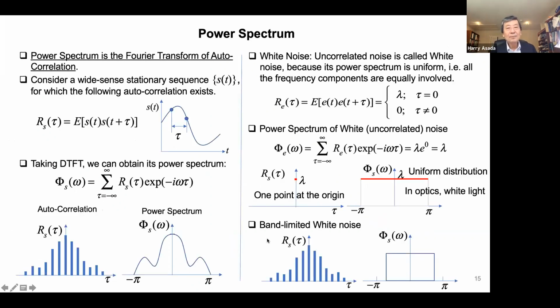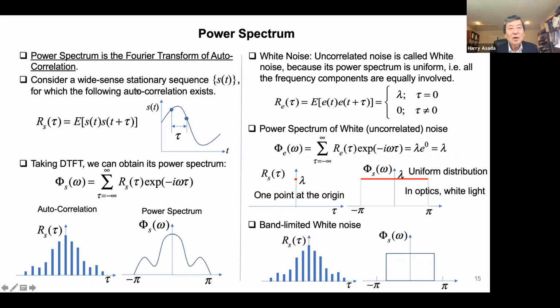Okay, now power spectrum. How many of you know the power spectrum? This is a very useful concept. Now you learn this now. Power spectrum is the Fourier transform of autocorrelation. Power spectrum is the Fourier transform of autocorrelation.